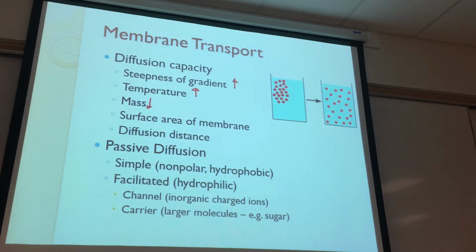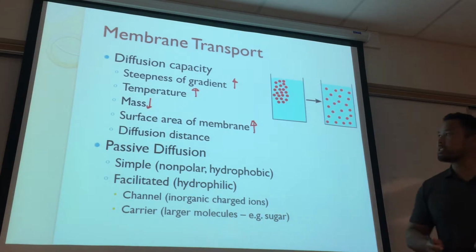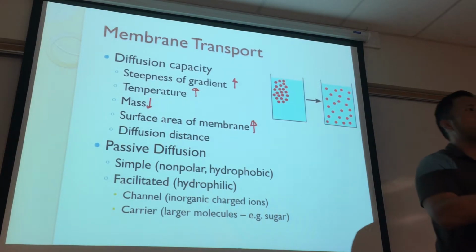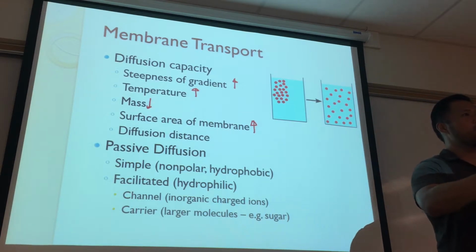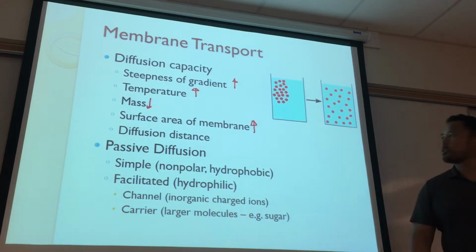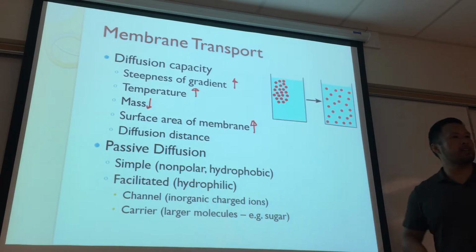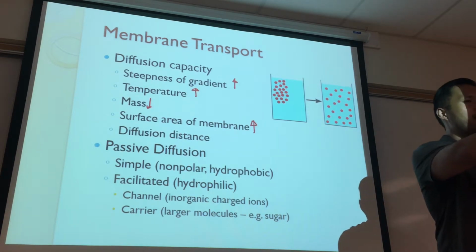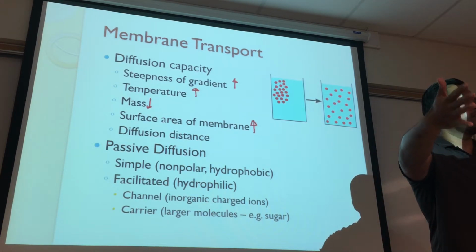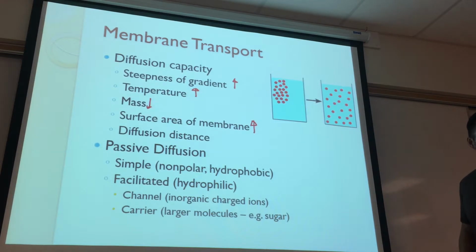So the surface area of the membrane increases the diffusion capacity. Now diffusion distance is the last one. This way I'd be talking about not the surface area, but the width, how long it would take. So the phospholipid membrane is like this gelatinous substance. If I were to take that width and make it even wider, would that slow down or speed up? Slow down. So the diffusion distance increases.